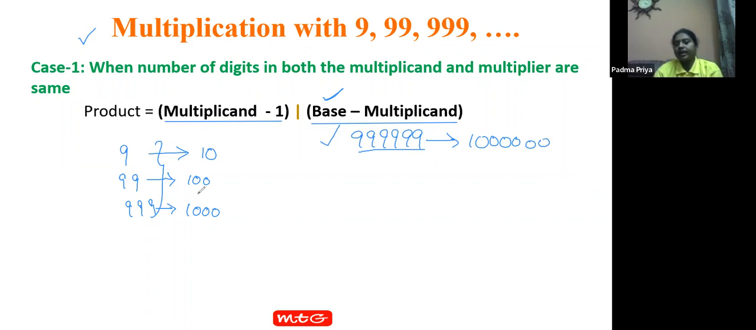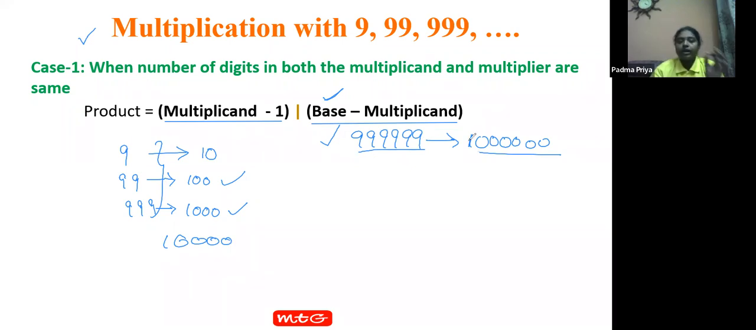For 99, what is the base? 100. It is easy to do. For 999, the base is 1,000. It is easy to do. Next, 10,000 is also easy. But for bigger numbers, what will you do? How many nines are there? That many zeros you put, and before it, 1. That's all. That way you can read the base easily, as Vivek was saying.